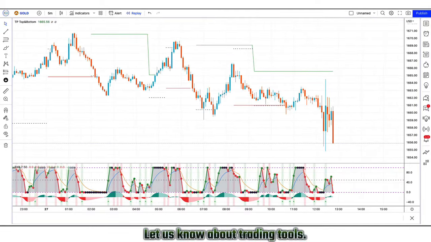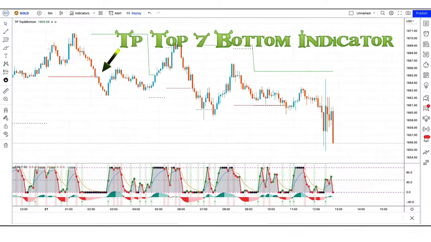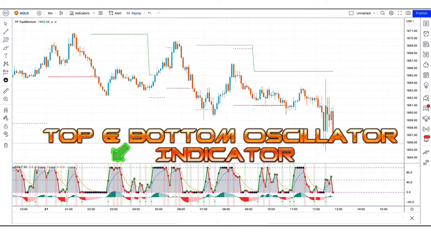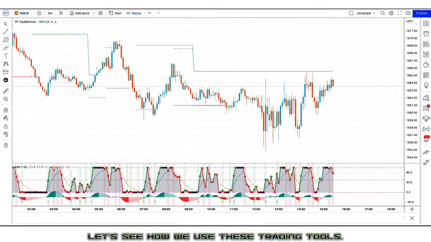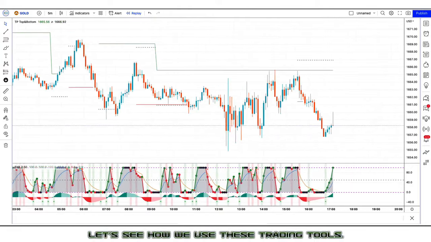First of all, let us know about trading tools. The high to high and low to low indicator we see in the chart is called the TP top and bottom indicator. And the indicator which is at the bottom, we call it top and bottom oscillator indicator. These are all our trading tools. Let's see how we use these trading tools. Let's start.